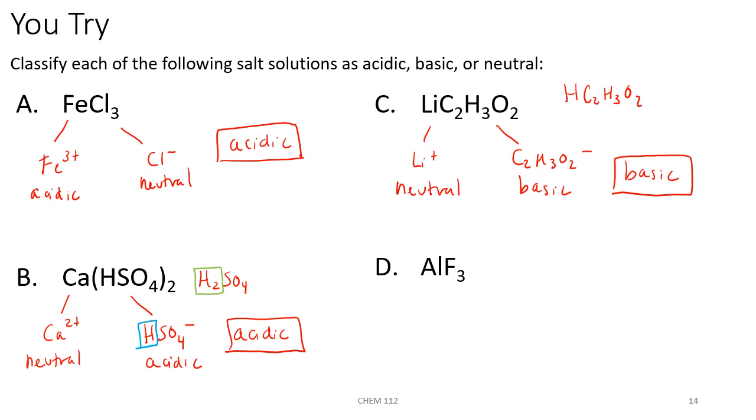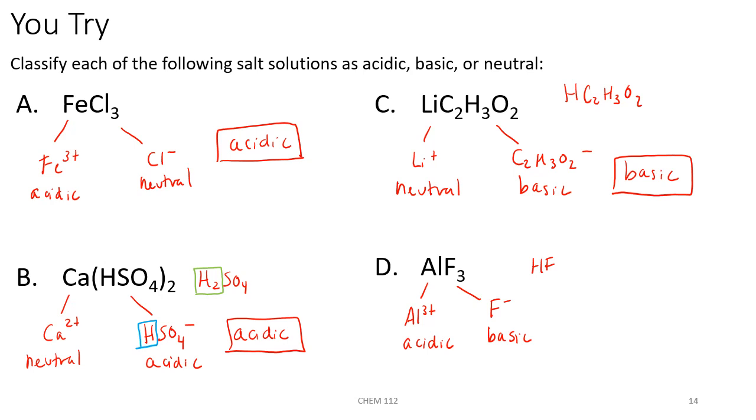And lastly, we have aluminum fluoride. So aluminum is Al3 plus ion. Fluoride is F minus. Aluminum 3 plus is another small metal cation that will get hydrated, so it's acidic in solution. And the fluoride anion comes from HF, hydrofluoric acid, which is a weak acid, so its conjugate base is a weak base. Fluoride will be basic.